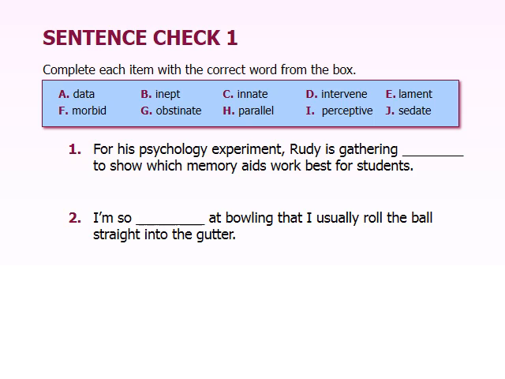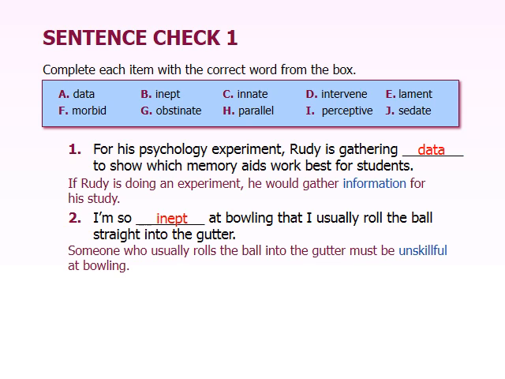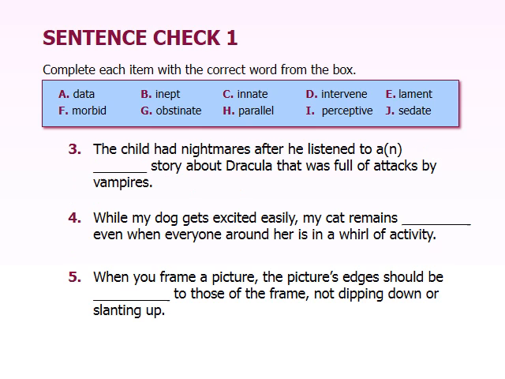What kind of thing do you get from an experiment, the thing that you write down? I'm so blank at bowling that I usually roll the ball straight into the gutter. So the bowling, this person is so bad at bowling that they don't even hit any of the pins at the end. The ball goes into the side, which is called the gutter. So the first word is data, right? He's collecting information. And the second one, the person's so inept, is so unskillful at it that they can't even get the ball down the lane.